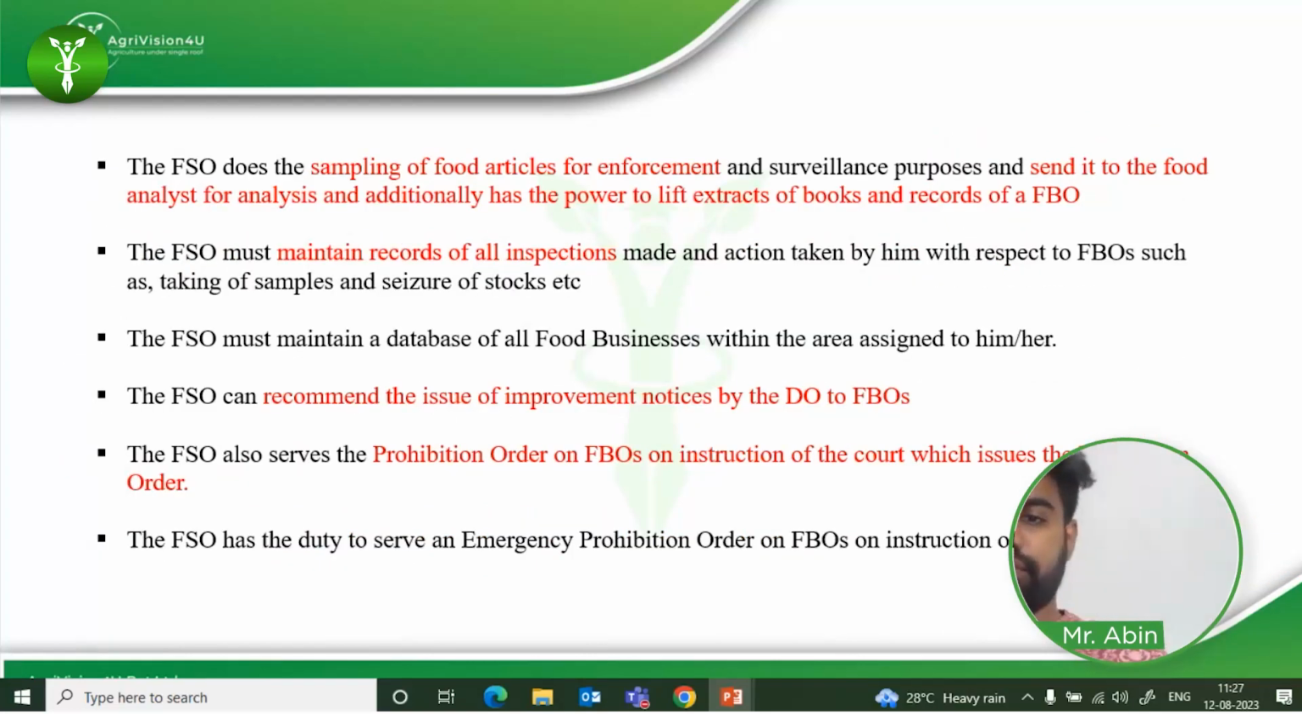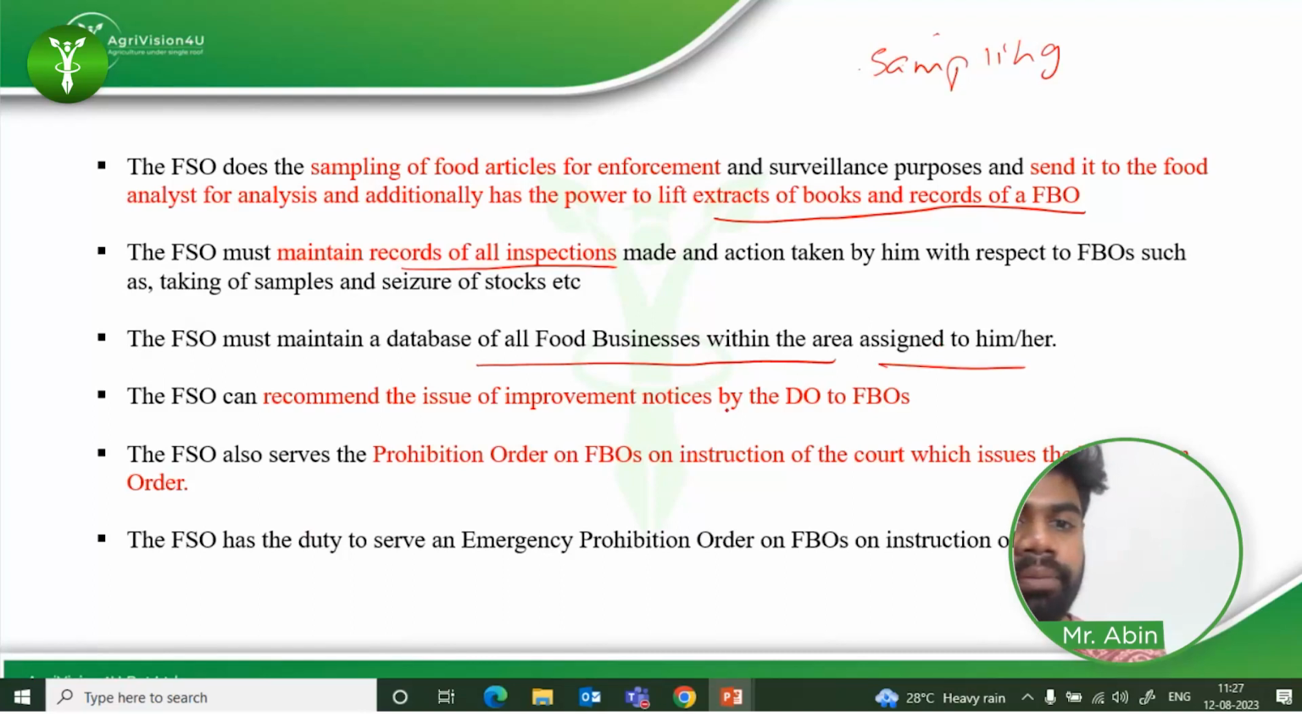Then sampling of food articles for enforcement, and sending them to the food analyst for analysis. Additionally, he has the power to take extracts of books and records of the FBO, maintain records of all inspections, maintain a database of all FBOs within the area assigned to him, and recommend the issue of an improvement notice by the DO to FBOs. So issuing improvement notices is also a role of the FSO. The FSO also serves prohibition orders on FBOs on instruction of the court, which issues the prohibition order.